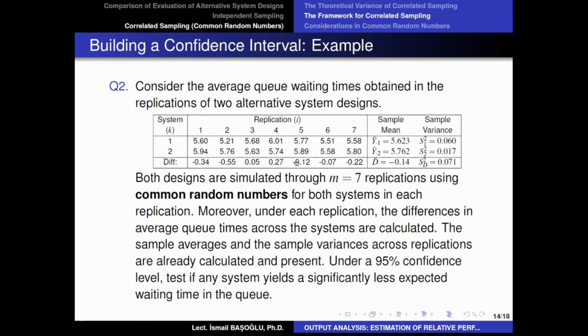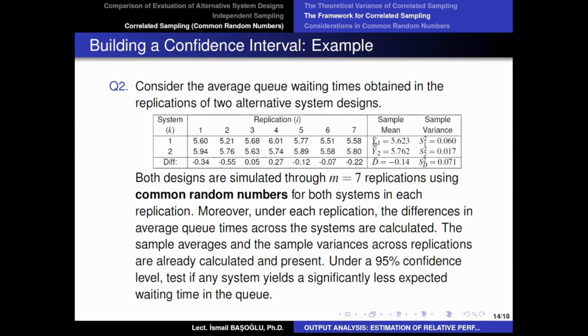Let's practice this. So we have two systems, system 1 and system 2. Here, the average queue waiting times are obtained across 7 replications, and both designs are simulated with common random numbers. So in the first replication, we use the common scenario, the same scenario. In the second replication, we again use the same scenario for both systems.